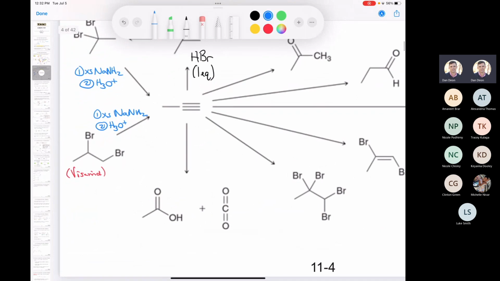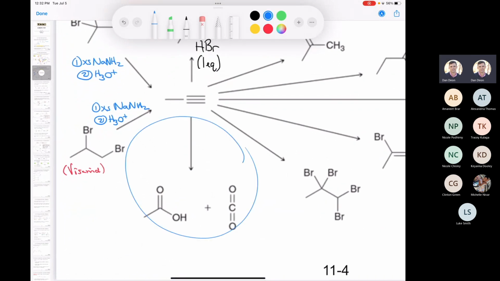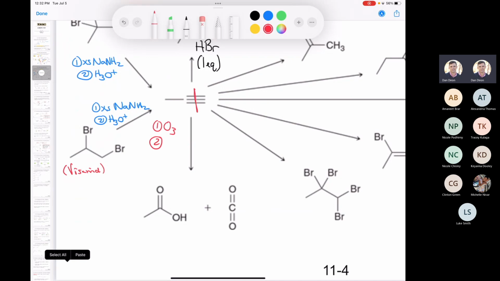Next one, let's do the ozonolysis. This one here. So the first step here is ozone. Does anybody remember what the second step for ozonolysis was? Ozonolysis of an alkyne. So if you break that bond. Yes, thanks, Nicole. Absolutely. So it's just water. Yep, perfect.